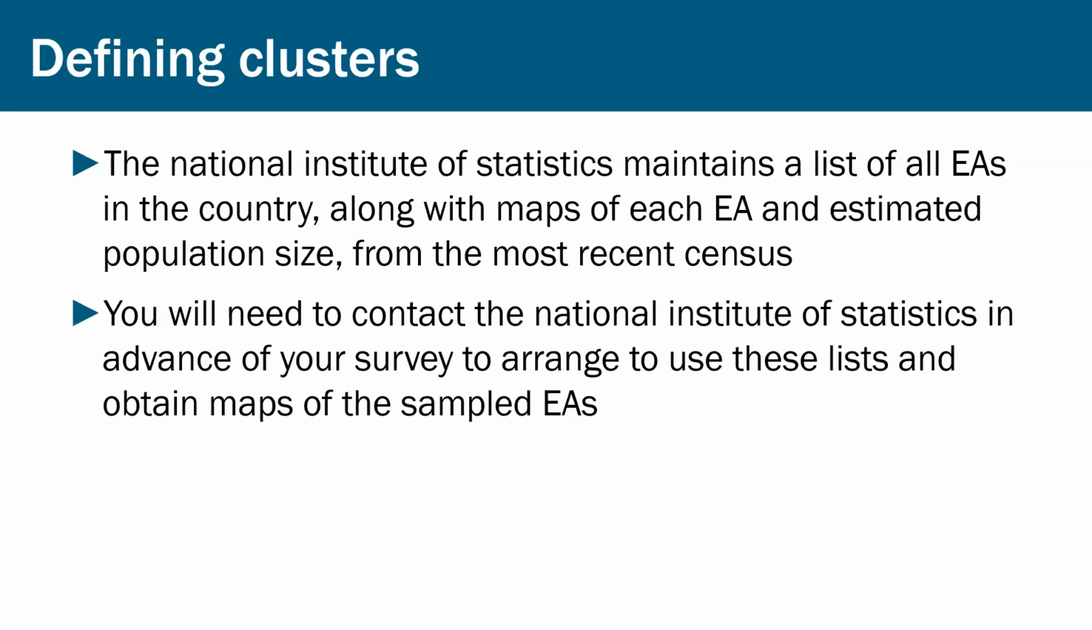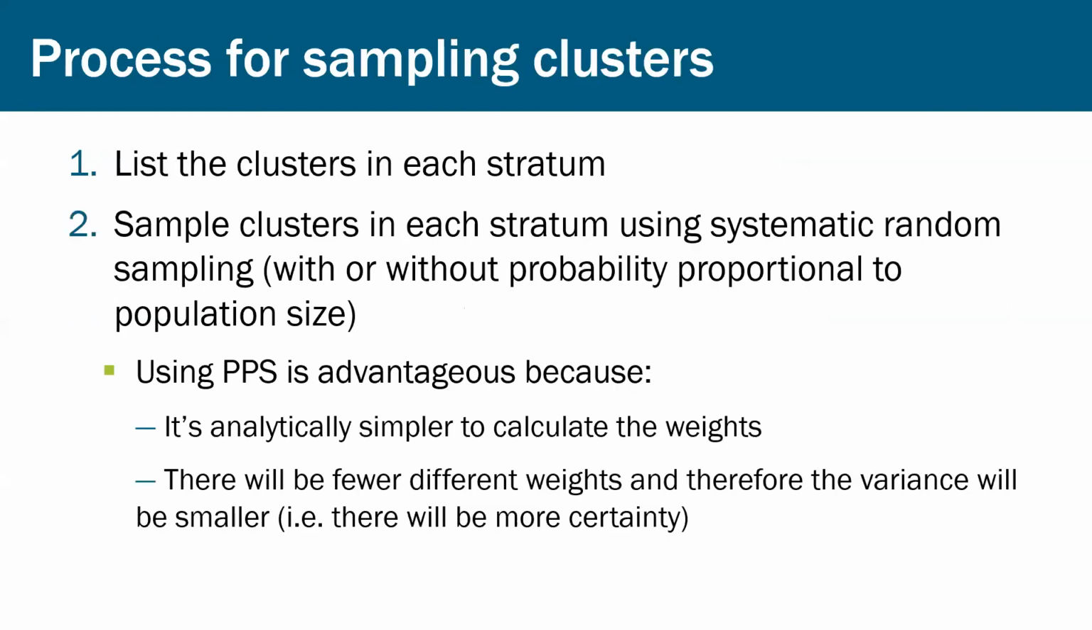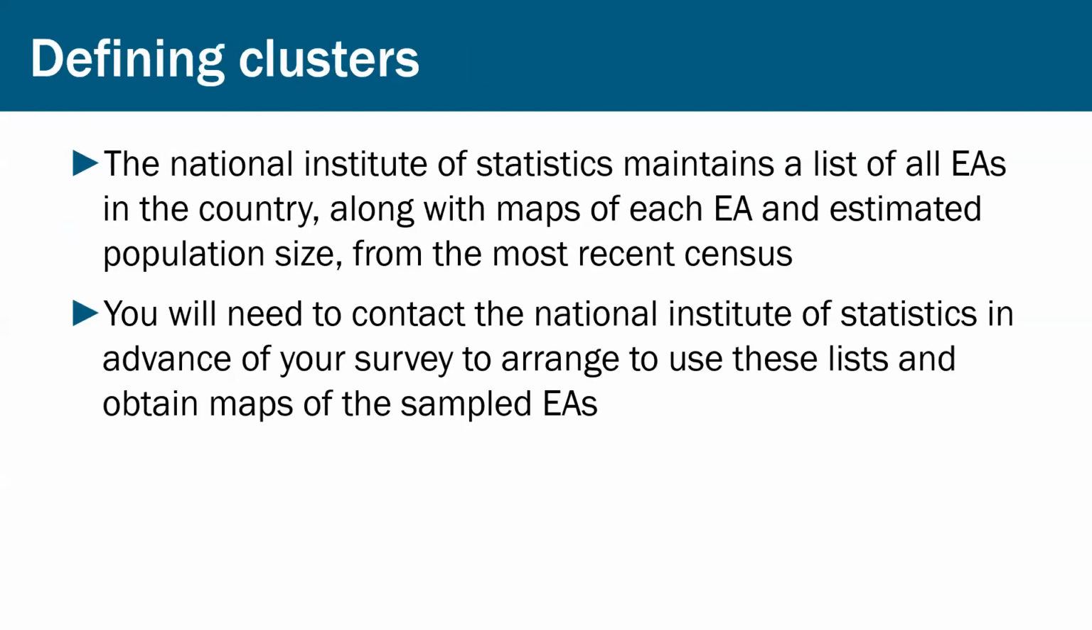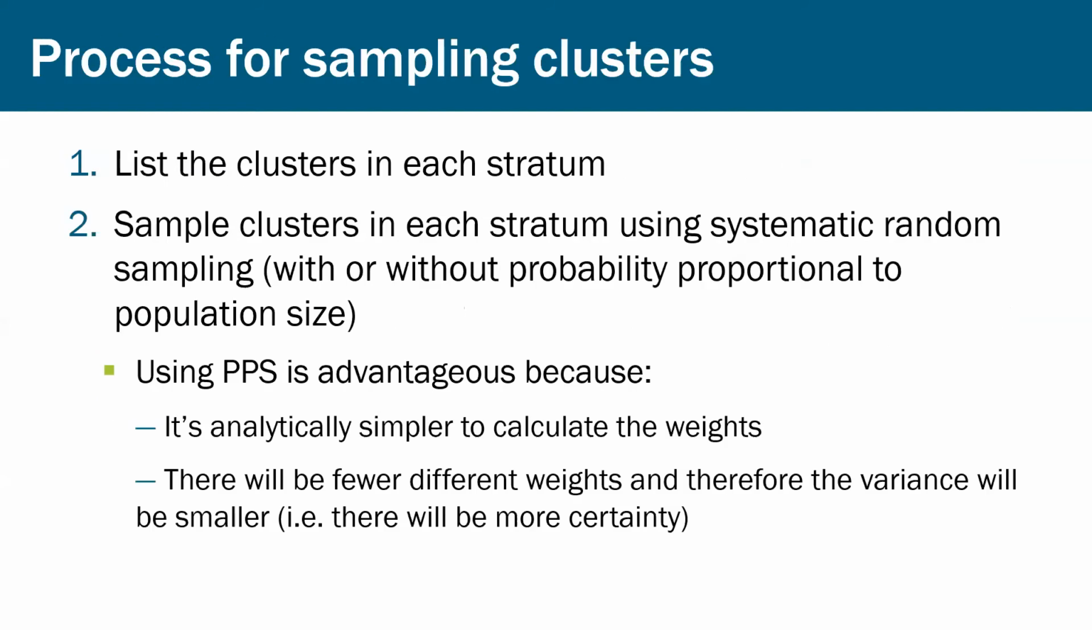The National Institute of Statistics, or whatever organization conducts the census in each country, maintains a list of all of the EAs in the country, along with maps of each EA and estimated population size from the most recent census. And if you're planning on using EAs, you will want to get these lists from the National Institute of Statistics, and you'll want to contact them a little bit in advance to arrange to use these lists and the maps. Or sometimes they will offer to do the sampling for you in some cases. Again, you can use other types of clusters. You could use villages or whatever other cluster makes sense to you, but we have found that it is easiest to use EAs for some of the reasons that I mentioned.